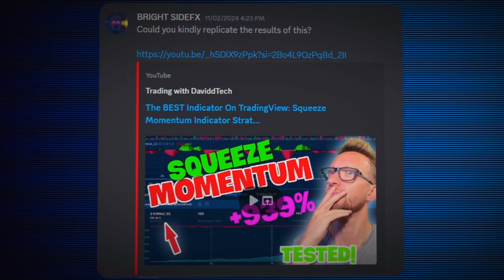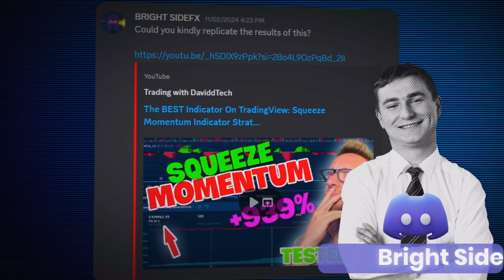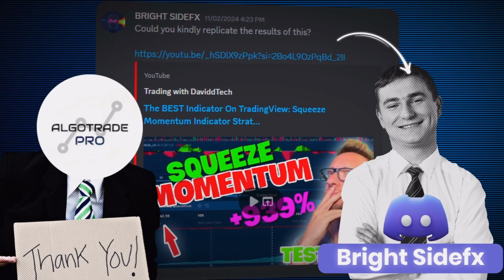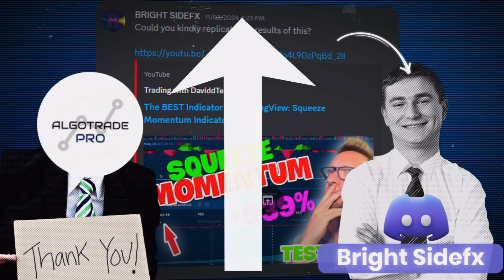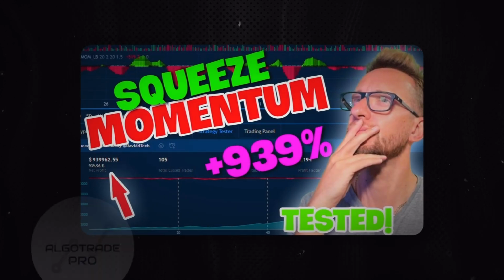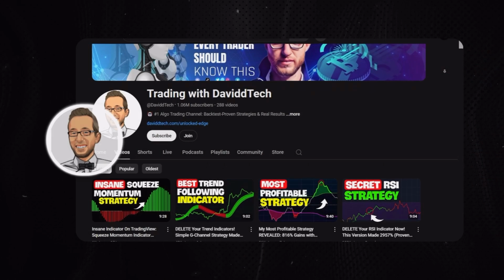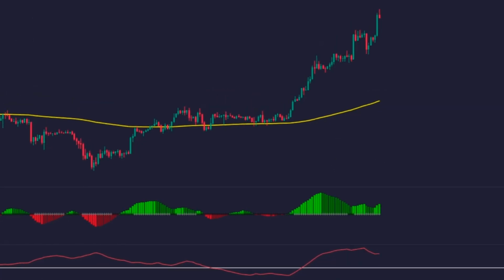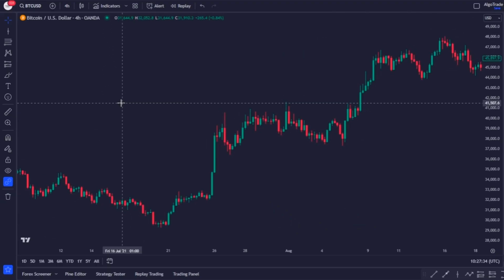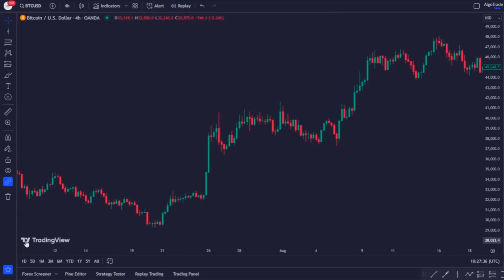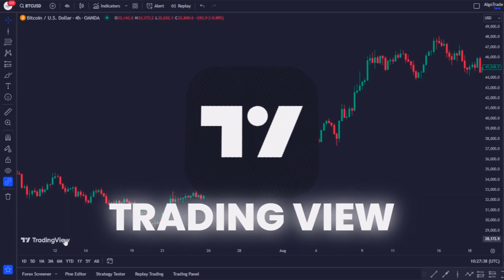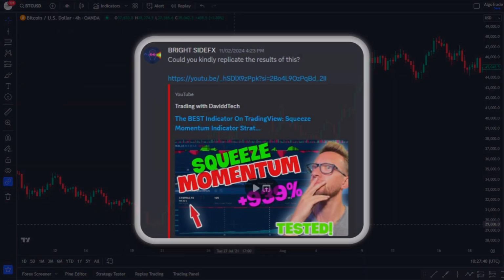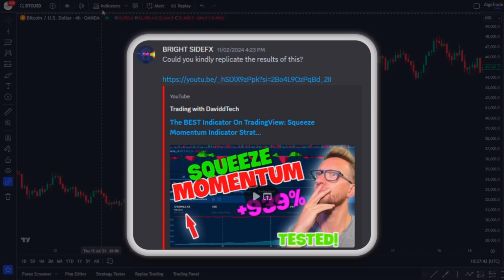Today's strategy was suggested by one of our Discord members, so a big thanks to you for sharing this with us. This strategy is inspired by a video from another YouTuber who is known for showing good strategies, so I'm very excited to see how it performs. To start, let's add all necessary indicators to our TradingView charts. I will follow the exact rules that were presented in the video.